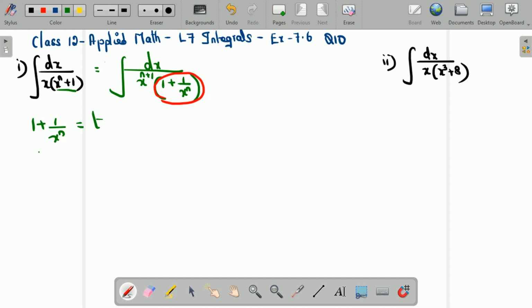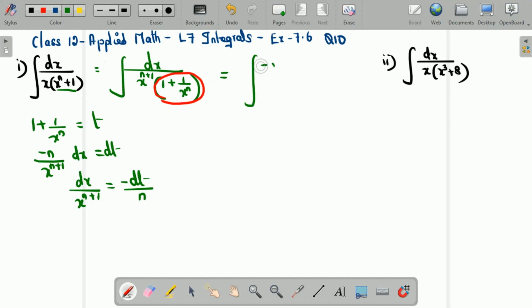So on differentiation, minus n divided by x power n plus 1 dx is equal to dt. We already have dx divided by x power n plus 1 here in this integration. So we'll find out only the value for that. So dx divided by x power n plus 1 is minus dt divided by n. So this integration will now change as integral minus dt by n by t.